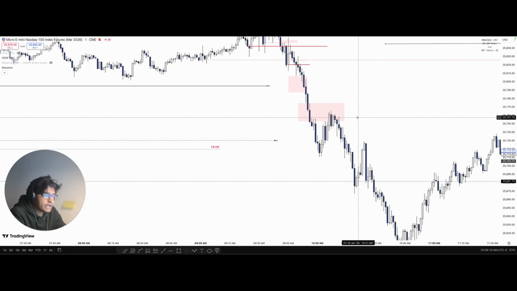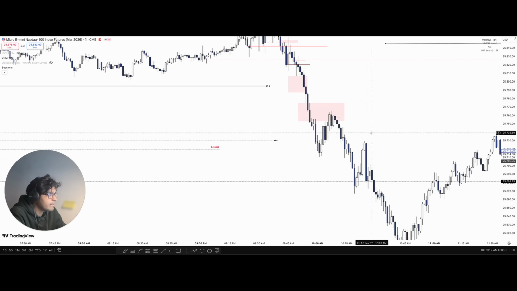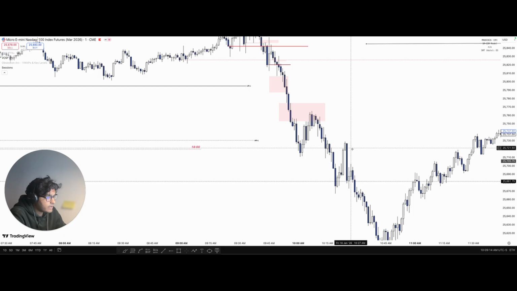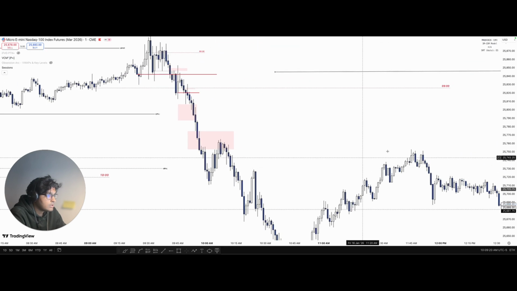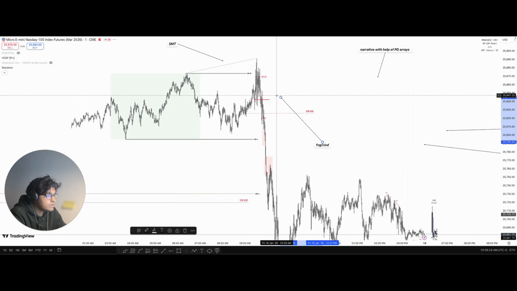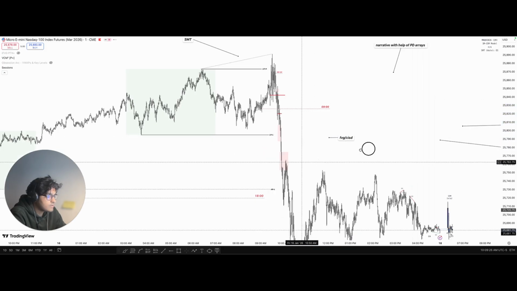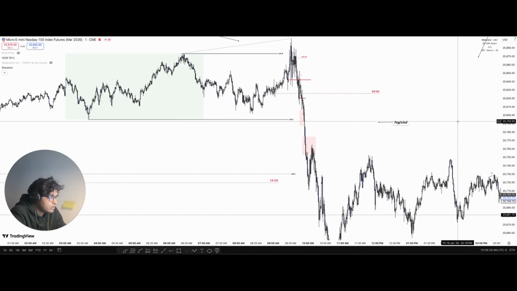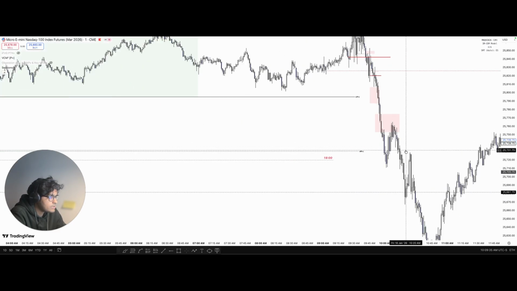The price is finding it very hard to actually shift structure. And how do you understand the structural shift? The structural shift is always understood by FVGs and CISDs. If in the 5 minute we are not getting any fair value gap or CISDs which is respected or disrespected, we are not actually switching our bias, right?